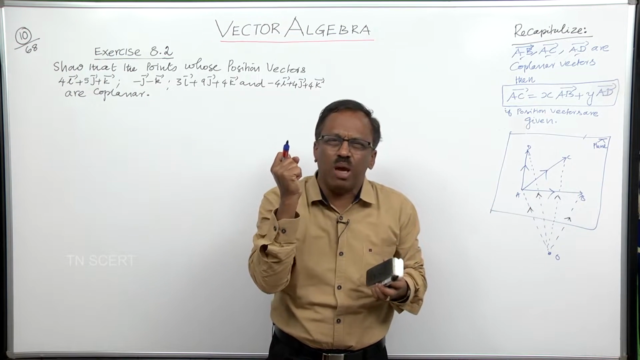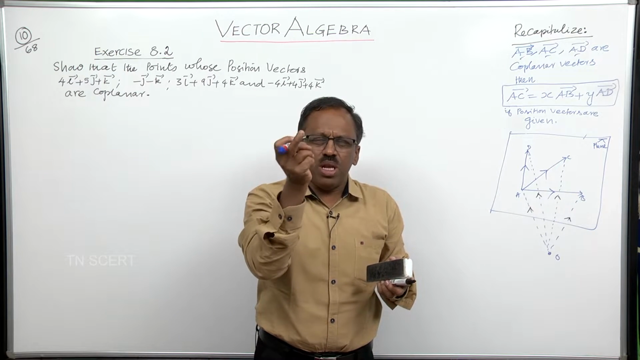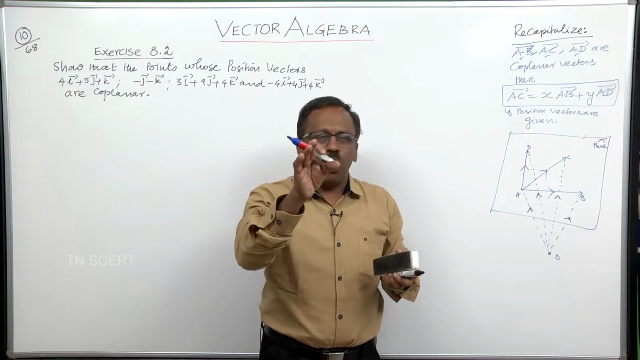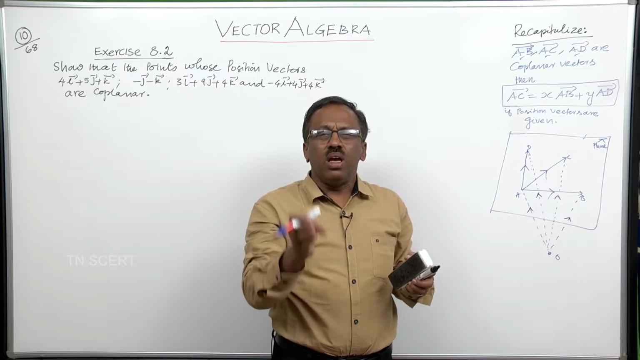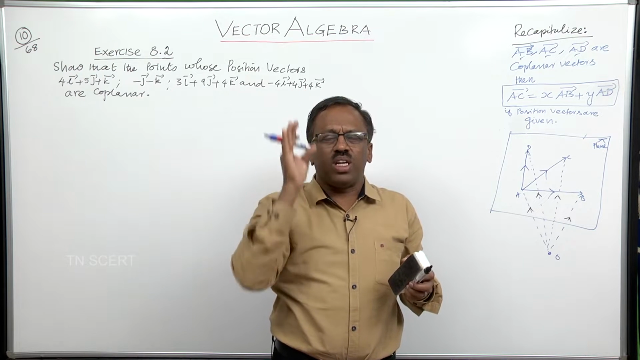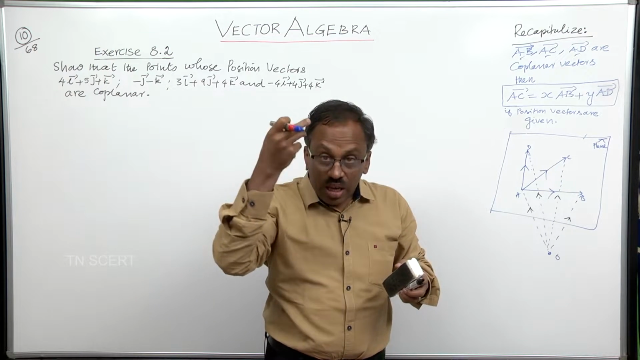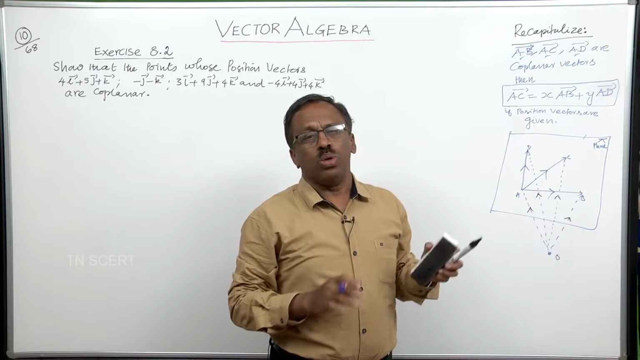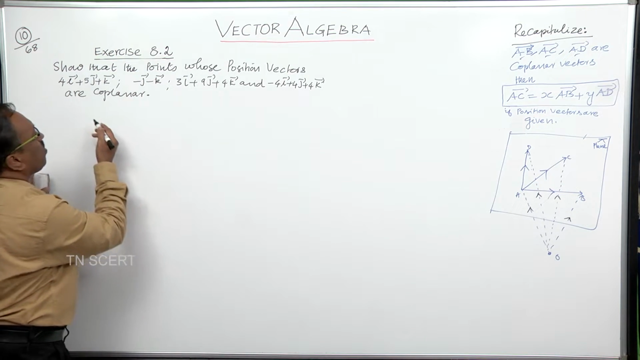How to calculate AB, AC, AD? We know the position vectors. AB vector means OB vector minus OA vector. Likewise, AC vector means OC vector minus OA vector, and AD vector means OD vector minus OA vector. Like that, we first have to get the proper vectors, then we go to the problem side. Now, let us think about this problem in a simple way.